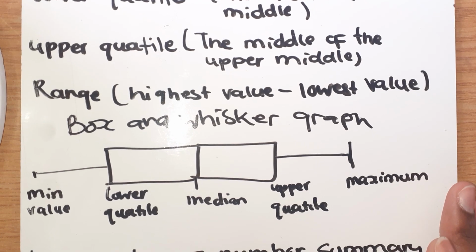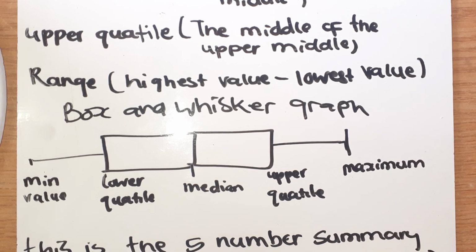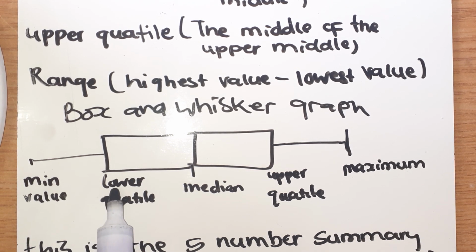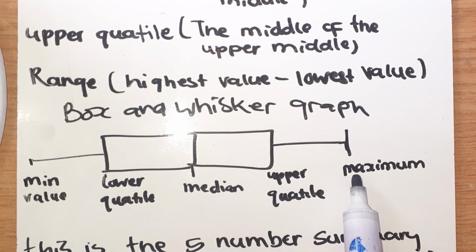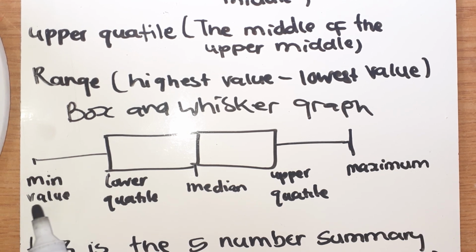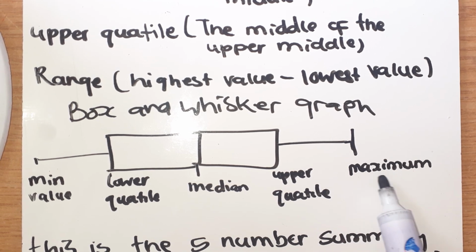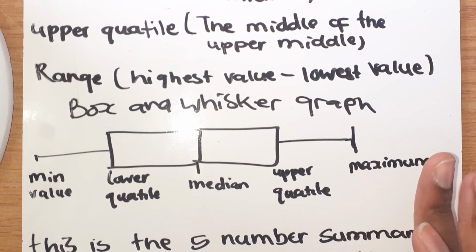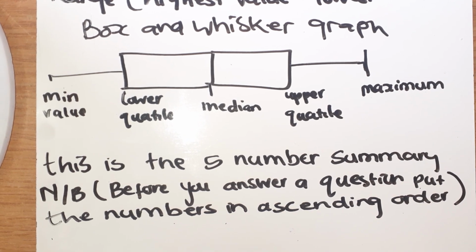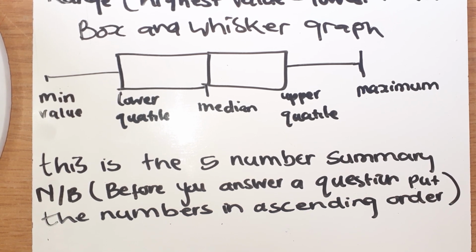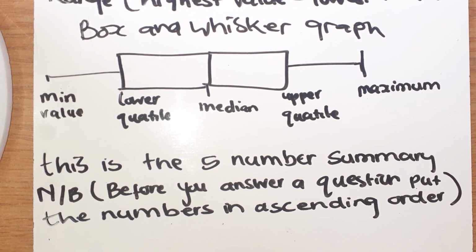And then you also have to know the box and whisker graph. In a box and whisker graph, you have the minimum, lower quartile, median, upper quartile, and the maximum. And this is what we call the 5-number summary. So if a question says you have to give the 5-number summary, you need to give the minimum, the lower quartile, the median, the upper quartile, and lastly, the maximum of that set of data. And before you answer a question, put the numbers in ascending order. It is very, very, very important.